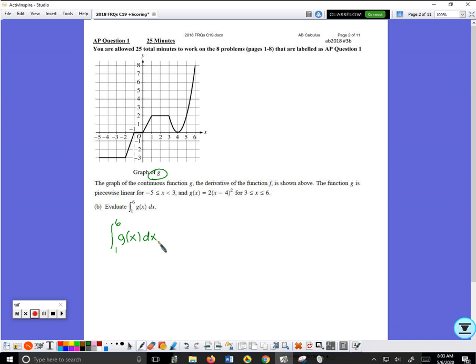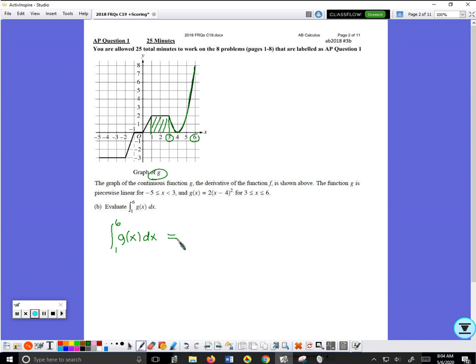Now let's look up here. So 1 to 6. Here's the problem. 1 to 3 is simply this area. But then 3 to 6 uses this curve. Can't find the area geometrically from the curve, so I'm going to have to use a different method.